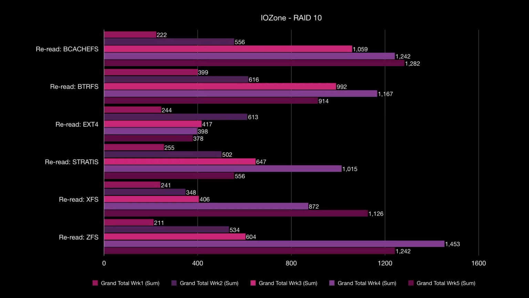Okay, rereads. Back to RAID 10. We're seeing this is good. This is valid data here. The maximum value here, remember, is 1475, and so both Bcachefs and Btrfs look like they're performing well. ZFS does as well. XFS, you could say it's performing well, just not as well. But ext4, something's going on here. And Stratis is in the ballpark, but it's in the slow part of it.